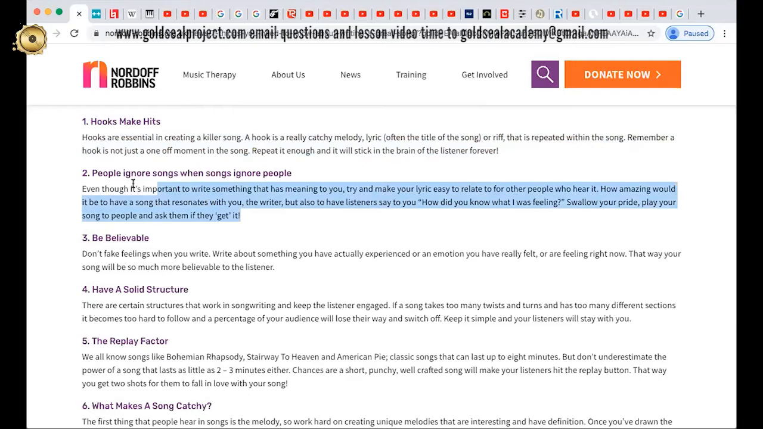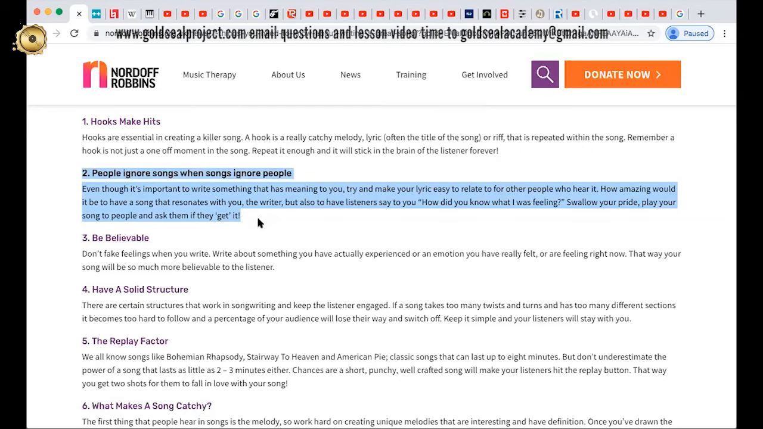Okay. The second most important point to take on, a point that I have raised with people before. So again, if you've attended my sessions, this is a bit of a repeat for you. Remember, if you don't write a song that includes other people within your song, they won't be able to relate to it in the same way. So as it says here, people ignore songs when the songs ignore the people.